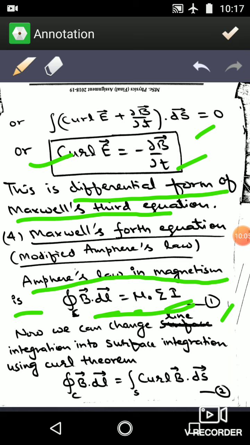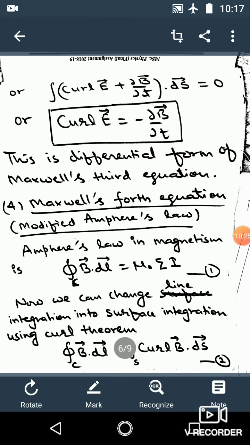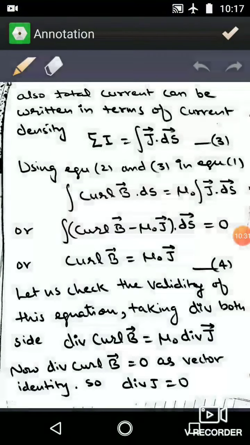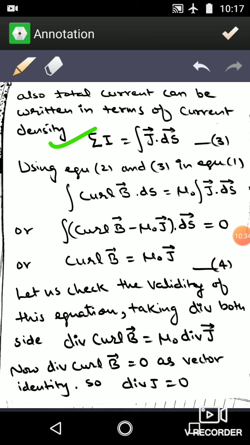Now, if we change line integration into surface integration using curl theorem, what we get? We get line integration of B along a closed curve is equivalent to surface integration of curl of B. Okay, let us move on to the next page. Also, total current is written in terms of current density J. We know that summation I is equivalent to integration J dot ds. Therefore, current is written in the form of current density.